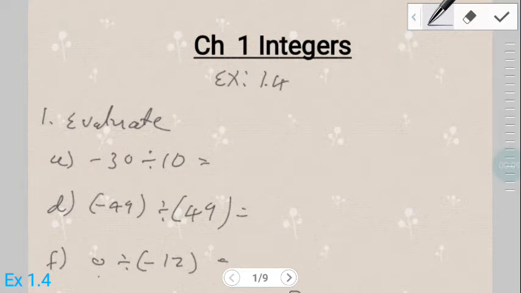Hello friends, here in chapter 1 integers exercise 1.4 question 1 evaluate.